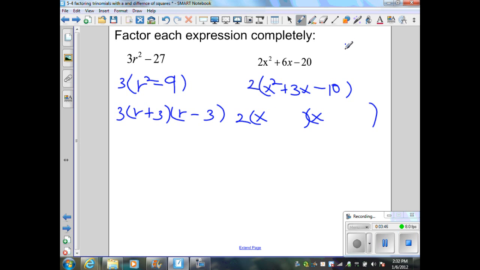10, the factors are 10 times 1 is 10. But when I subtract, only gives me 9. I need a 3. Notice I subtract because of the minus sign in the last term. Next would be 2 times 5. 2 times 5 is 10. 2 from 5 leaves me 3. So my factors are going to be 2 and 5. My middle term is positive, so my number by the 5 will be a plus. The 2 will be a minus. When I FOIL, that gives me x squared, negative 2x plus 5x is 3x, minus 10.